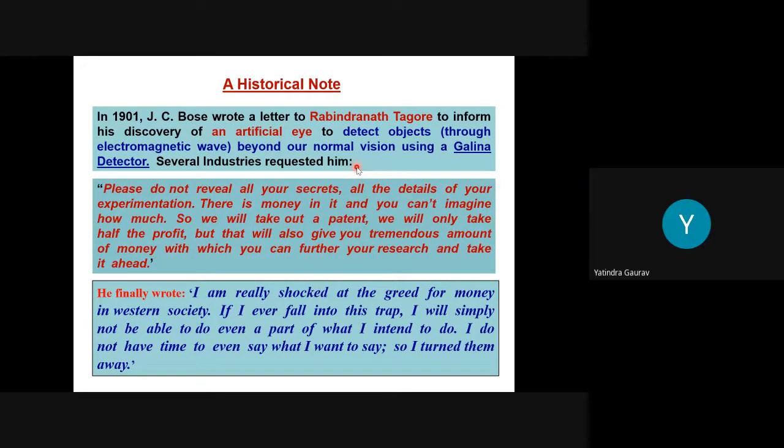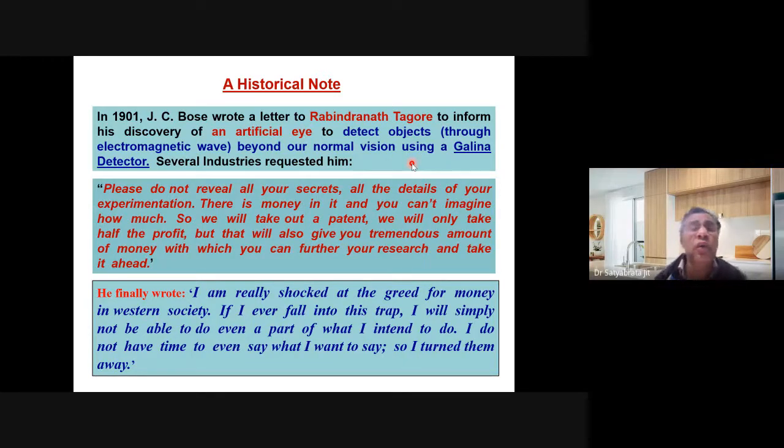Yes, sir. Okay. So he was on a tour in 1900, and during that particular period he was demonstrating his discovery in different European countries. At that time, once the industries came to know about this great invention of Sir J.C. Bose, several industries approached him. He wrote in this letter to Rabindranath Tagore that many industries are approaching him with the request that please do not reveal all your secrets, all the details of your experimentation.